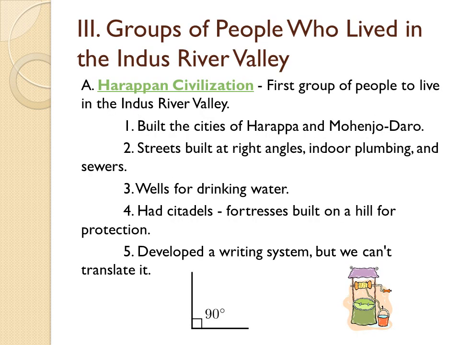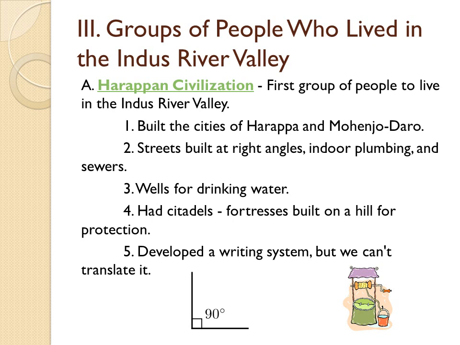Okay, who has lived in the Indus River Valley for India? First of all, you had the people of Harappa and Mohenjo-daro. They were the first people to live there. They built their streets at right angles, like you see at the math angle at the bottom. They had indoor plumbing, and they had sewers, which was very rare for ancient civilizations.